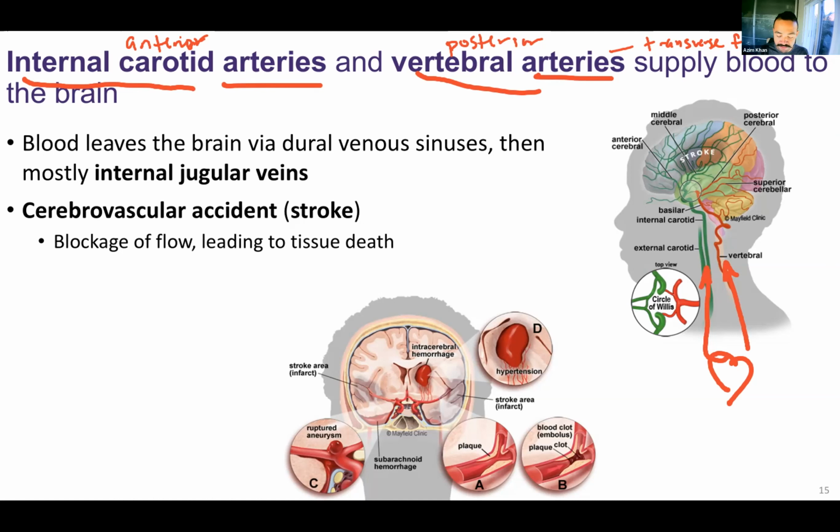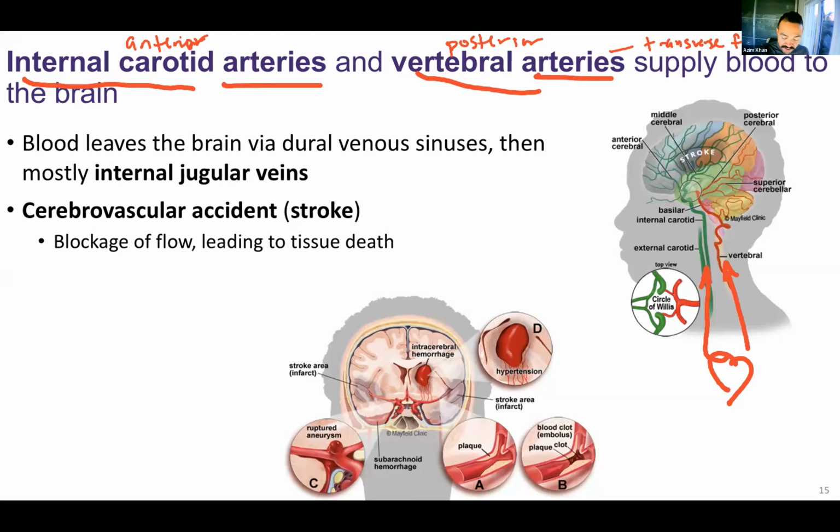We'll take a look at that more in the class when we see the skull. So that's what delivers fresh oxygenated blood and nutrient-rich blood to the brain: internal carotid arteries and vertebral arteries.